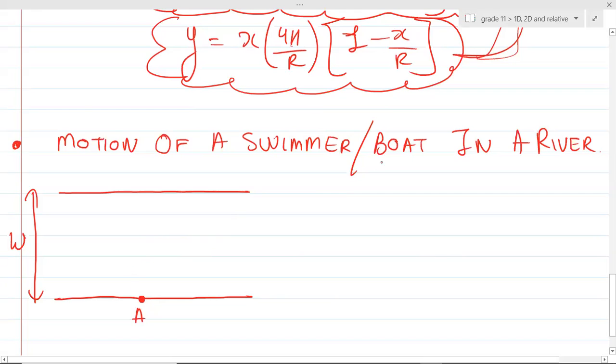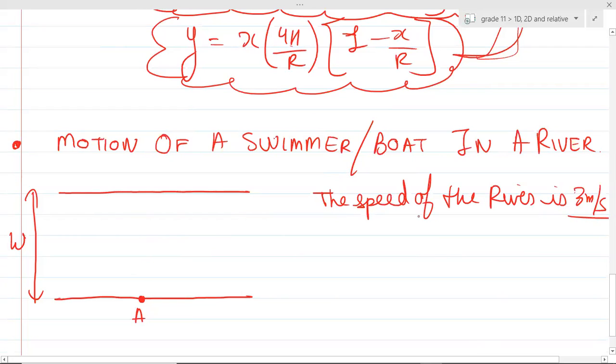Now what has been given, they will give in the question the speed of the river. Whenever they give you the speed of the river, that velocity will be 3 meter per second. Suppose the river is flowing in this direction at 3 meter per second. So you can write this as velocity of river with respect to ground is 3 i cap. Yes or no?